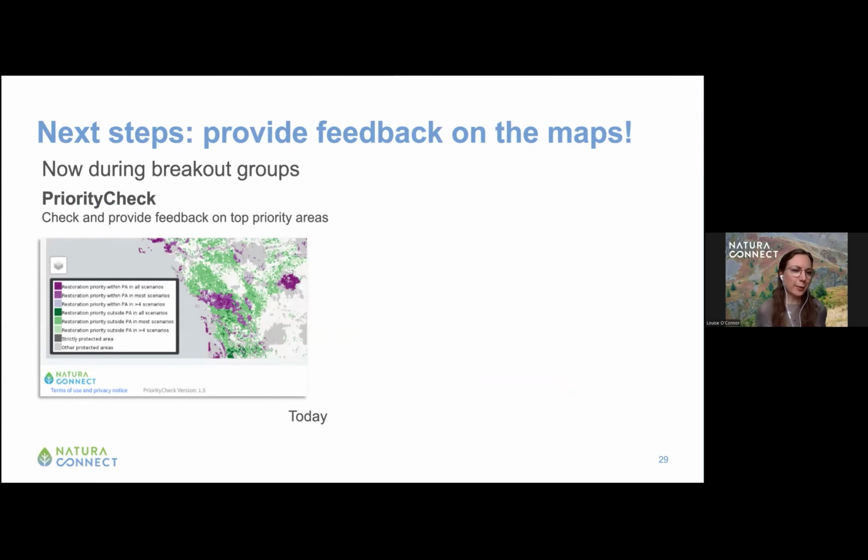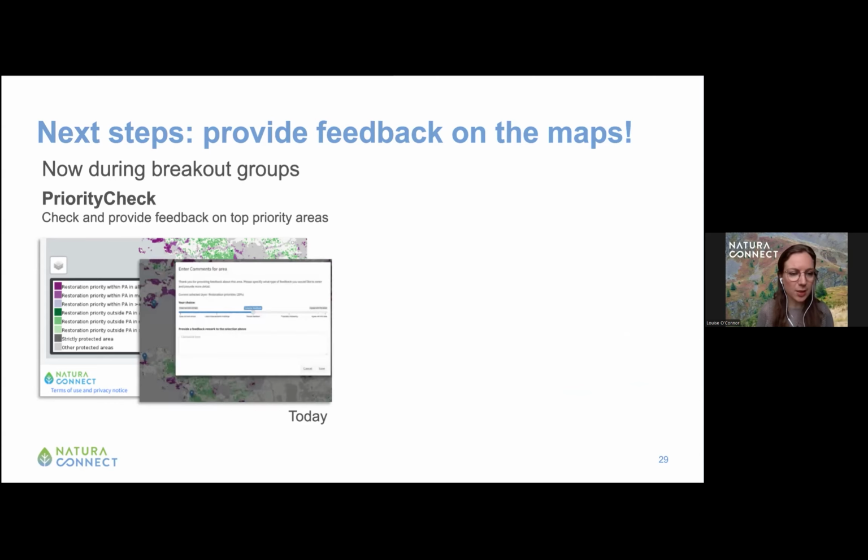So now that we have the maps and some first results, we would really welcome some feedback on them. And so you'll have the opportunity today to provide feedback on them during the breakout groups using the Priority Check platform. Next, please, where you will see the maps and what they mean in the legend, and then you'll be able to click and provide some comments on these locations. Next, please.